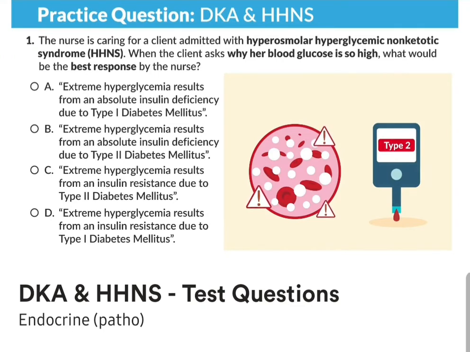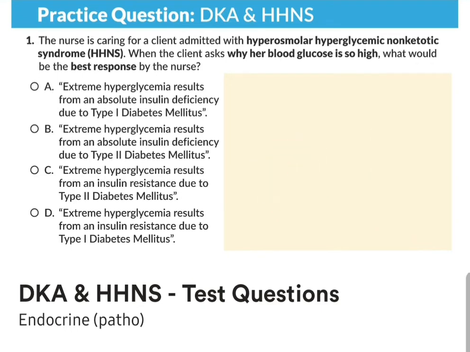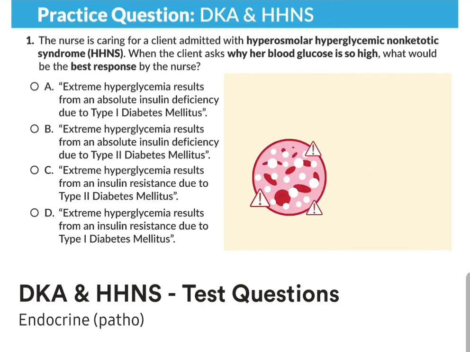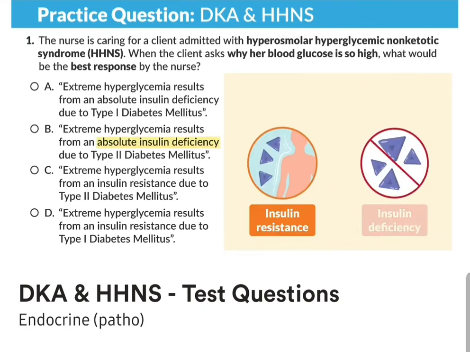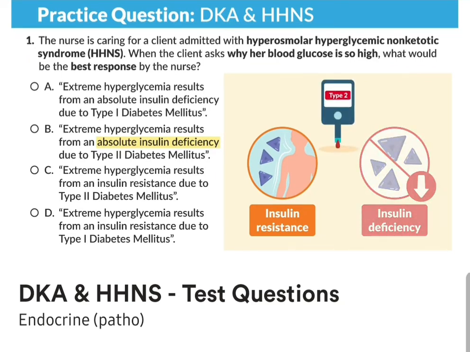So remember, if one part of the question is wrong, well then the whole question is wrong. Now moving on to option B. Extreme hyperglycemia results from absolute insulin deficiency due to type 2 diabetes mellitus. No, once again, the key term is also used here, absolute insulin deficiency. It's actually from insulin resistance in type 2 diabetes.